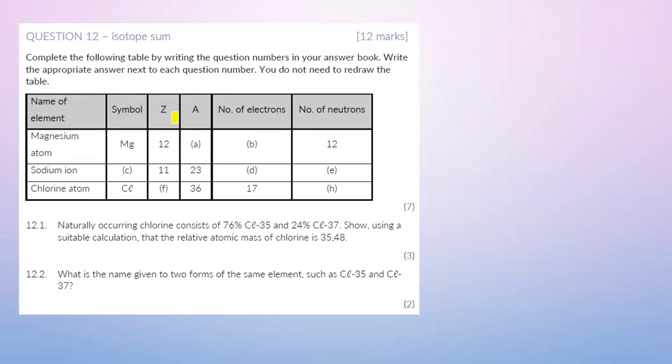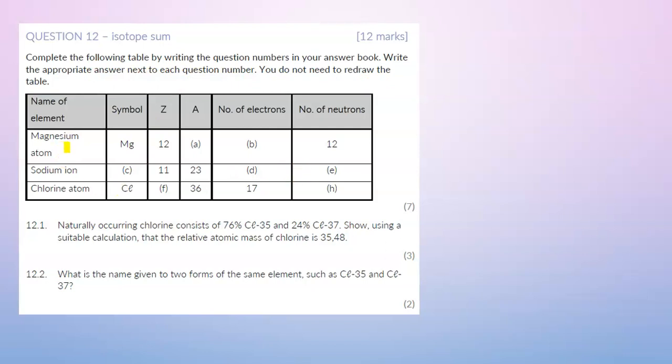Now we are doing the isotope sums. So this is more math than science, really. It also helps us to organize all the information more in a table form, but I'm going to start with my little sketch because that keeps me safe. Question 12 says, complete the following table by writing the question numbers in your answer book. Write the appropriate answer next to each question. You do not need to redraw the table. Okay, so they just want the answers.